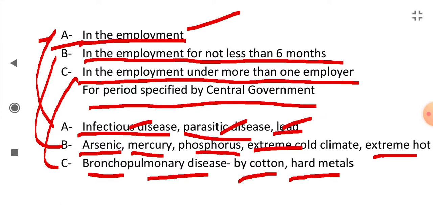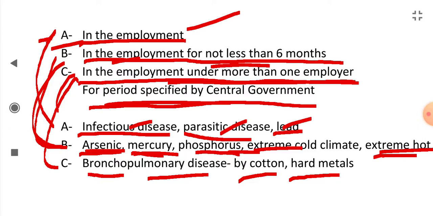If the person is in employment for not less than 6 months and gets disease due to arsenic, mercury, phosphorus, extreme cold weather, extreme hot weather, he will come under section B. And if the person is in the employment under more than one employer for a period specified by central government and he gets bronchopulmonary disease by cotton or hard metals, he will come under section C.